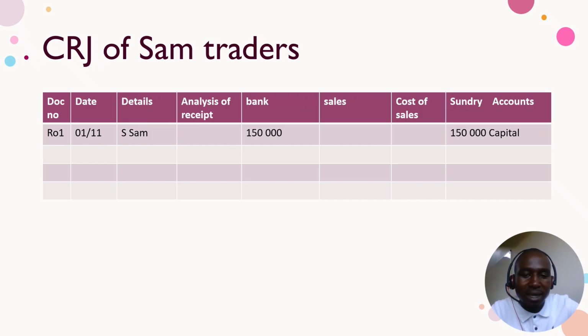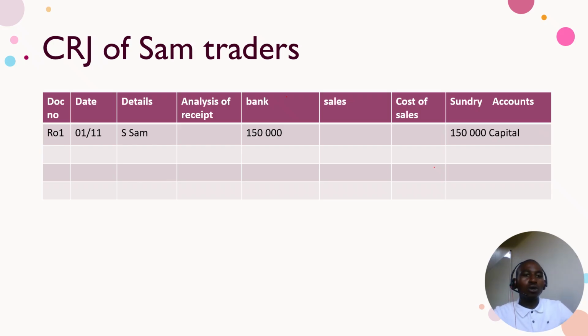And we won't write under sales or under cost of sales, because that money is not for sales or cost of sales. So we'll write under sundry accounts. We'll write the amount 150,000, and we'll write the account that is capital. So here are our two accounts: here is the bank column, and here is capital at the sundry account. So you must know that if the owner deposits money inside the bank account, we write under two columns. We write under bank, and we write under sundry accounts, and we write the capital account.